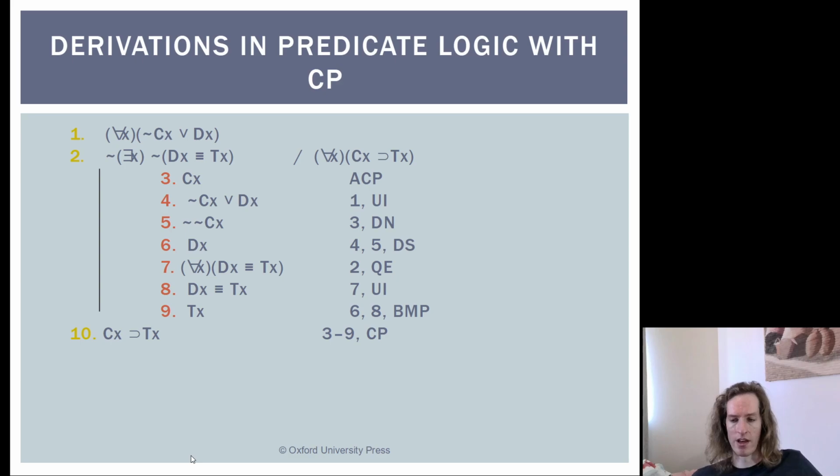And so now, since we arrived at tx, we can go ahead and discharge. So we get if cx then tx, and we show that from 3 through 9 conditional proof. And now we're outside of the assumption for the conditional proof, so we can universally generalize over this conditional, which gives us the conclusion that we're looking to show.